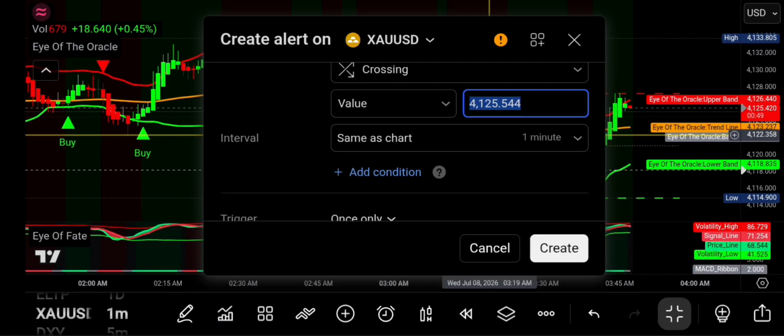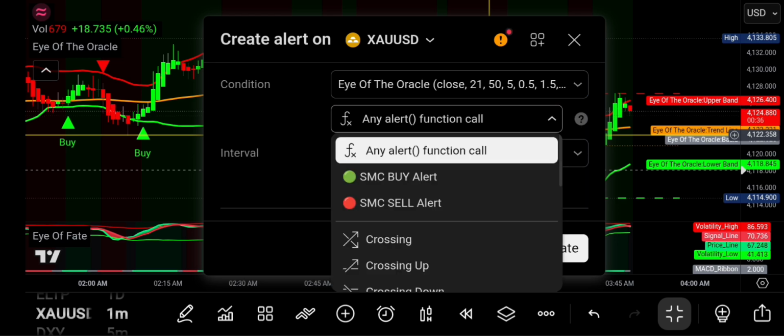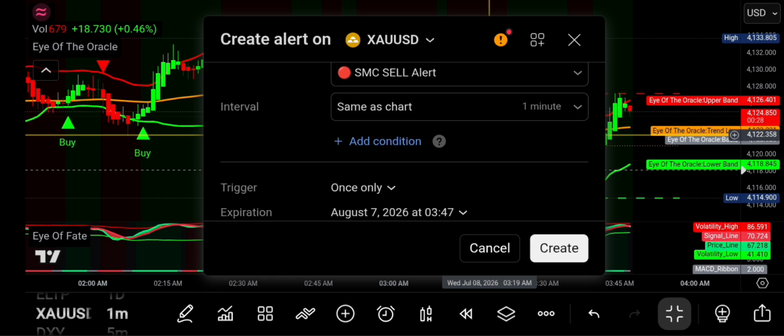drop your keyboard, scroll down, change the condition from price to I have Oracle for the Bollinger Band strategy, I have Fate for the RSI strategy. So right now we're going to do I have Oracle, any alert function. You can do buy if market's in buying. Like right now we look for a sell, so we look for the sell. You add a condition, whether it's coming to your phone or whether it's going to your email or whether it's going to a group or a family members. You could do that here.